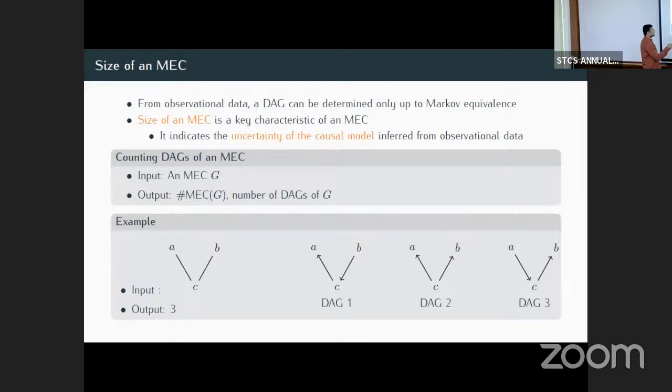For example, take a graph which has a v-structure, say A to C and B to C. If we know this, A is not independent of B given C. But in this other case, A is independent of C given B, and A is independent of B given C.